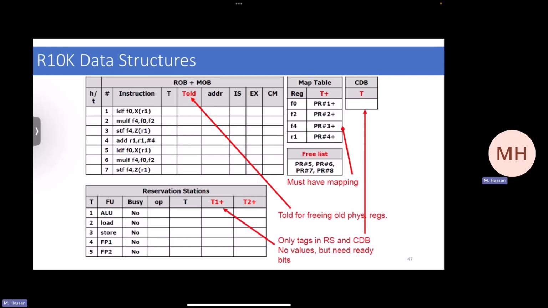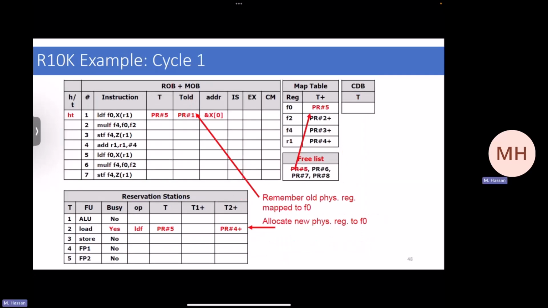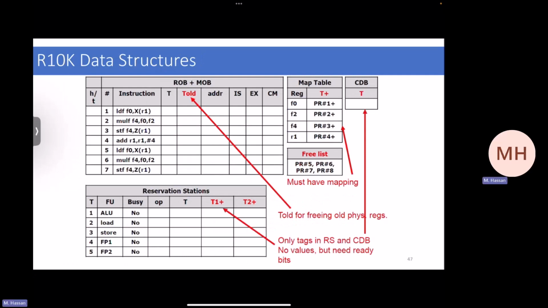Okay, that's the only difference that exists here. Everything else is just the same. When you start executing, just to show you one example, for the load, I need to read R1, so I need to see where R1 is mapped. Assume initially R1 is mapped to BR4, and then simply F0 is going to be written.